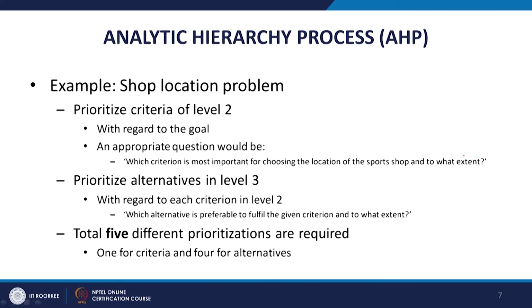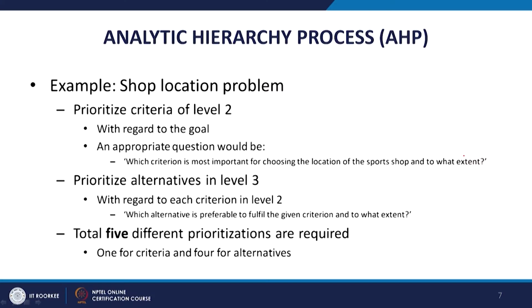The decision maker would be responding in terms of the verbal scale, and we will talk about what verbal scale is typically used. The decision maker will express their response using that scale. Because we are doing pairwise comparison, between 2 criteria we will get a response, and that would be reflective of importance and the extent of that importance.